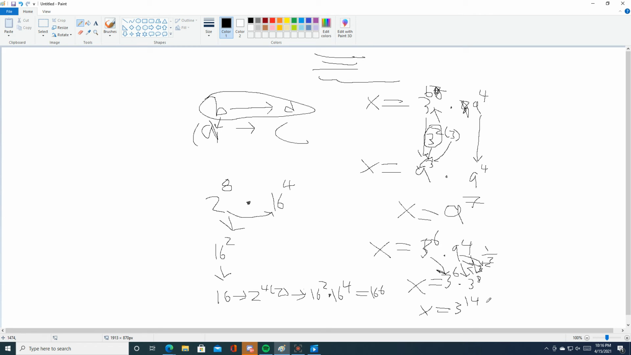Let's say now we have our two solutions: 9 to the 7th and 3 to the 14th. And let's say we want to put these in terms of the same base. Well, let's put 9 in terms of 3. Here we go again. We have 3 squared to the 7th. Since this is a power of a power, we multiply these exponents. So we get 3 to the 14th and 3 to the 14th. These are equal. It works any way you do it.